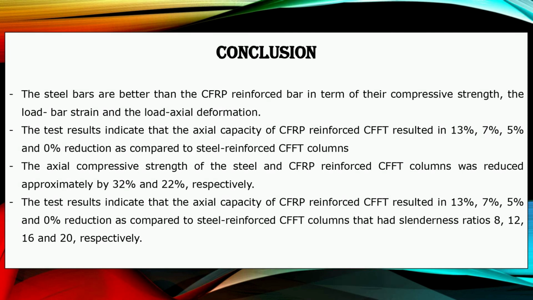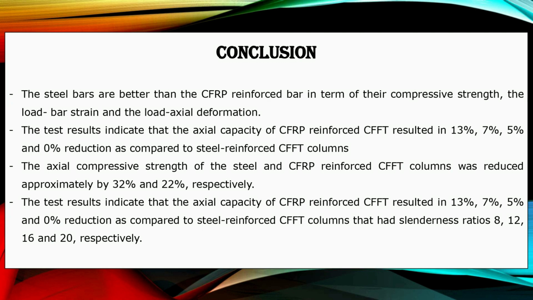Next, the test results indicate that the axial capacity of CFRP reinforced CFFT results in 13%, 7%, 5%, and 0% reduction as compared to steel reinforced CFFT columns. The axial compressive strength of the steel and CFRP reinforced CFFT columns was reduced approximately by 32% and 22% respectively, with increasing the slenderness ratio from 8 to 20.